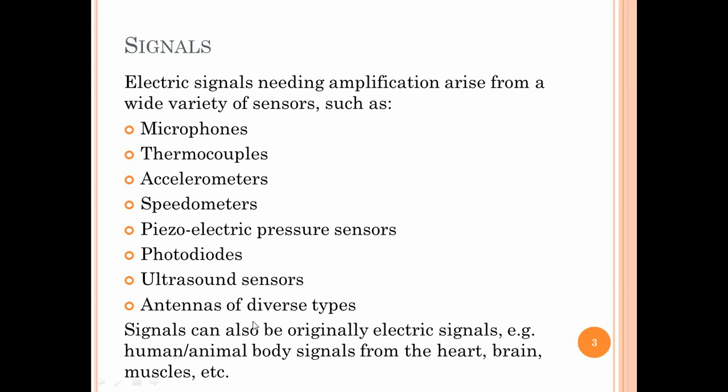This is a whole field, of course, because antennas are found in all communication systems from radio, TV, satellite, mobile phones, and receiving signals from outer space of all types. So antennas are a very huge field, and they provide a very wide variety of signals. Also, signals can be originally electric signals. For example, body signals from humans or animals, from the heart, brain, muscles, etc.